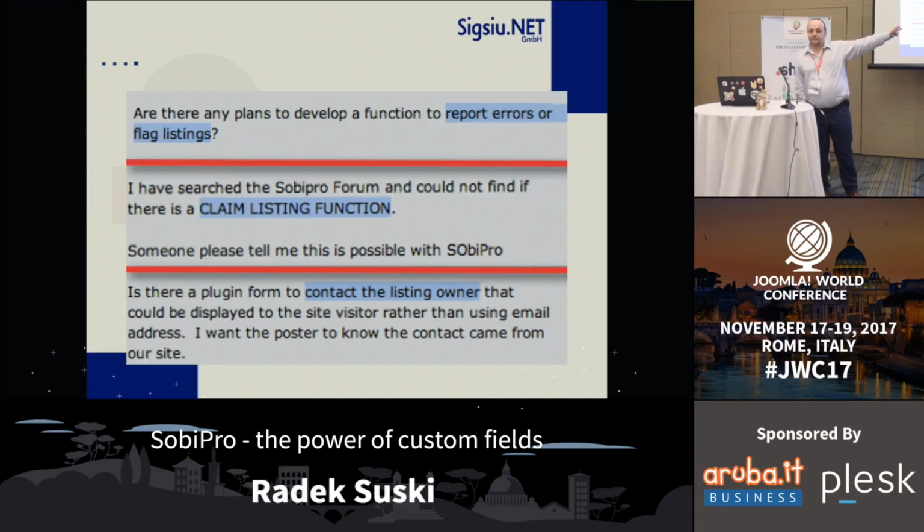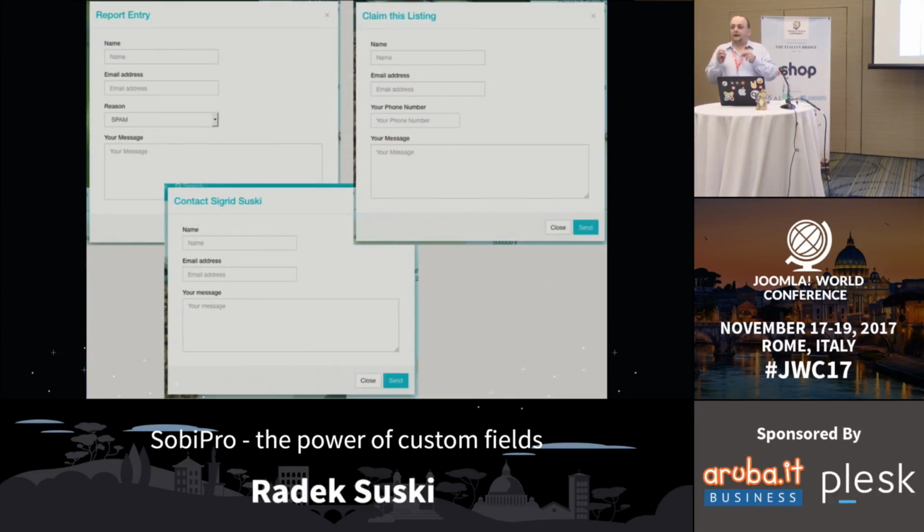The only difference is to whom you are sending the email, right? When you report errors or report spam, you are sending the email to the administrator. If you want to claim the listing, you are sending the email to the administrator as well. But if you want to contact the owner, you are sending the email to the owner. So what we did, we actually created a contact field application, and you can decide in this application to whom the email is being sent. So you are using one field for multiple purposes. You can report the entry, you can claim the listing, you can contact the owner.